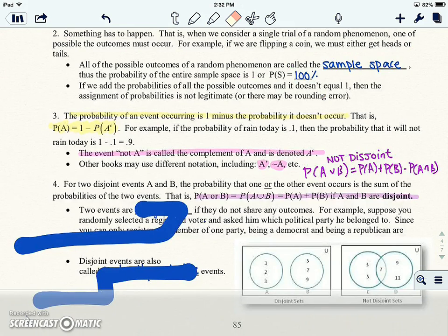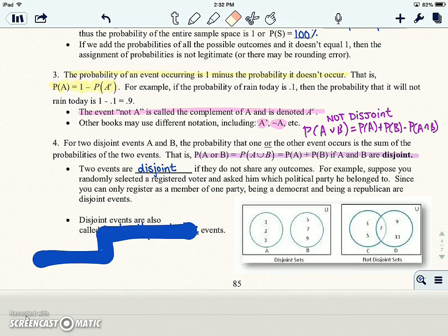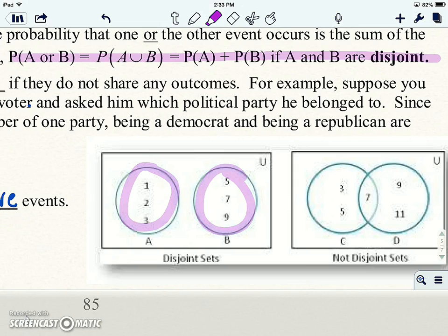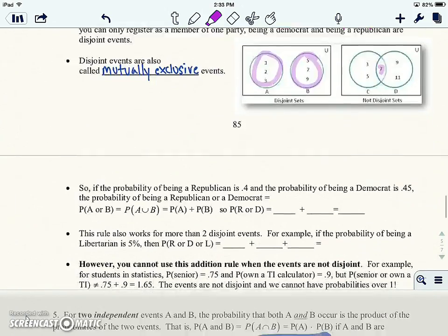Okay. Two events are disjoint if they do not share any outcomes. For example, suppose you randomly selected a registered voter and asked him which political party he belonged to. Since you can only register as a member of one party, being a Democrat and being a Republican are disjoint events. Disjoint events are also called mutually exclusive events. So again, you can see here, being in set A and set B are disjoint because there's no overlap, while here, set C contains 7 and so does set D, so they are not disjoint.